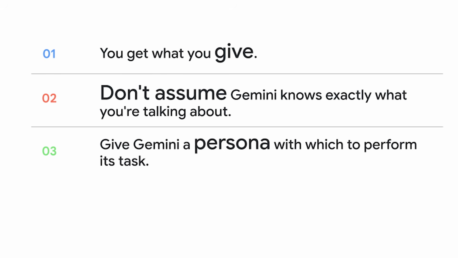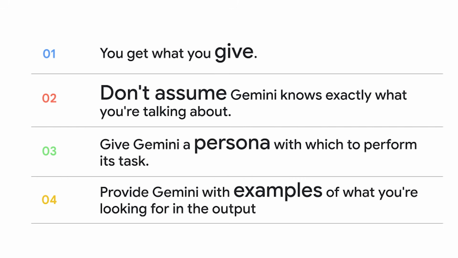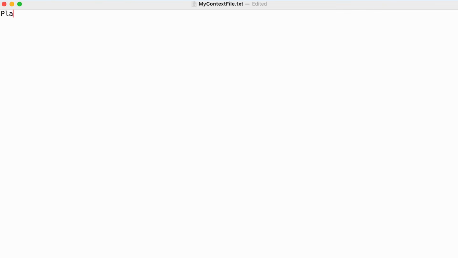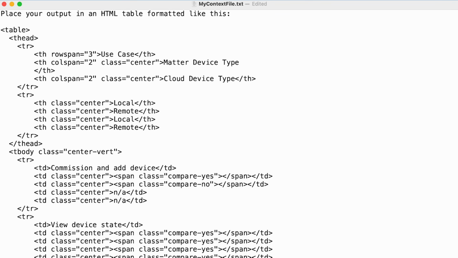Another important tip is to provide Gemini with examples of what you're looking for in the output. Be specific. For example, if you want Gemini to generate a table with a specific format in HTML, give it a very basic example of that desired HTML table. Again, add it to your context file.